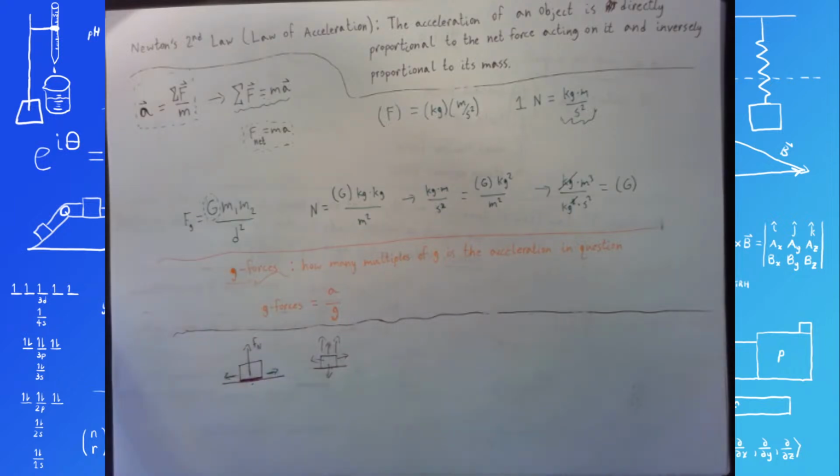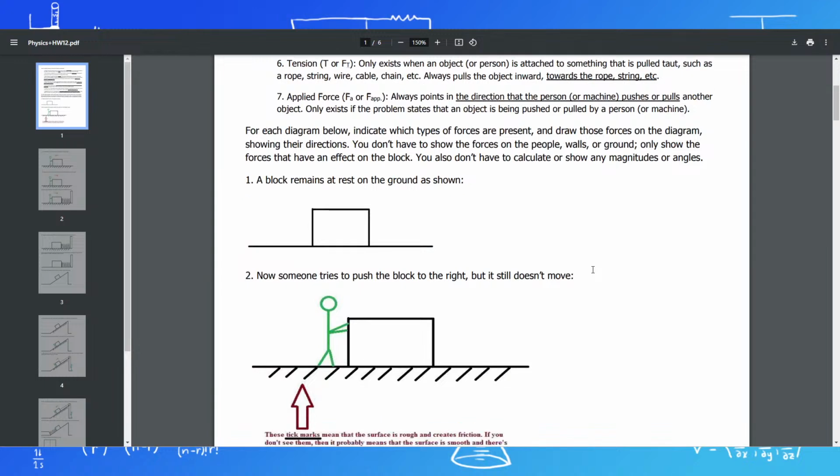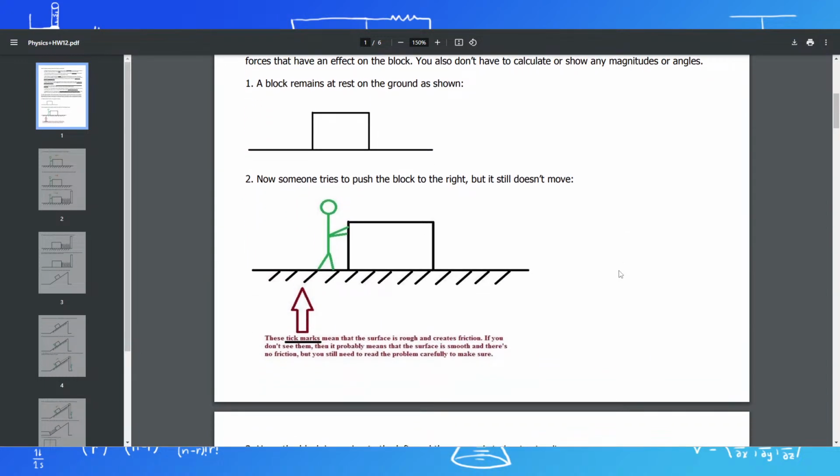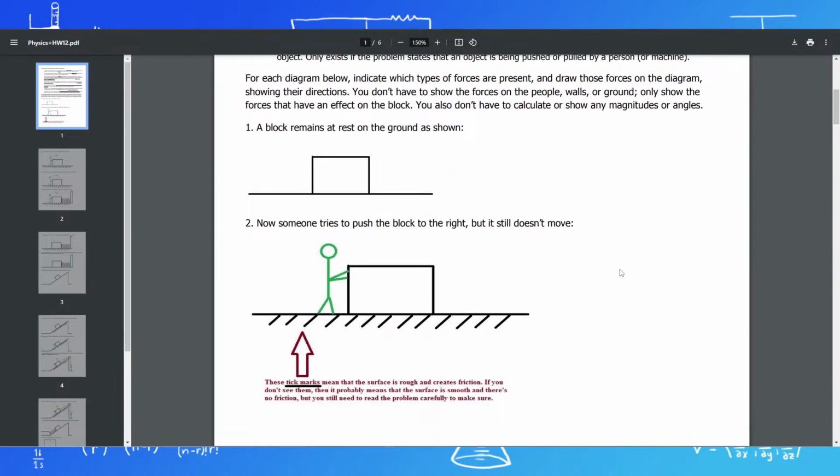Let's go ahead and have a look at these questions, and I'll be toggling back and forth between the PDF and the camera. Okay, so it says for each diagram below, indicate which types of force are present and draw those forces on the diagram, showing their directions. You don't have to show the forces on the people, walls, or ground. Only show the forces that have an effect on the block. You also don't have to calculate or show any magnitudes or angles.